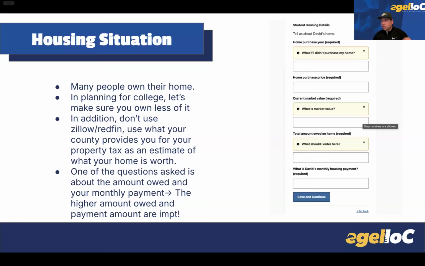Okay. Now, if you do not own your home, this question will not pop up. If you say that you're renting, this question will not pop up. And then the total amount owed on your home, again, hopefully you have a mortgage. Having a mortgage is a nice thing because it shows that you don't fully own this thing yet. And then you'll answer your question about the housing payment. But the higher the amount that you owe, the higher your payment. If your payment's higher, that means it's taking more away from your income that you can use, your discretionary income. So just some pieces to think about as you're going through the CSS.